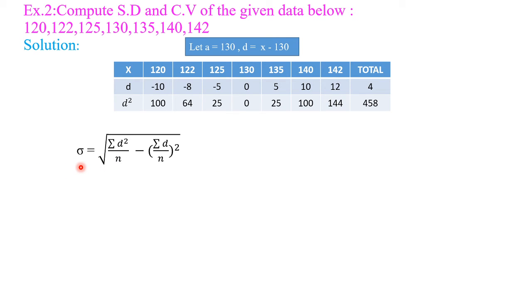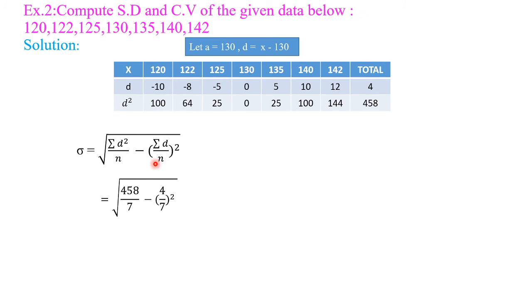Then we have a formula that sigma, that is standard deviation, is equal to under root summation of d square divided by n minus, in bracket, summation of d by n bracket square. Then put this value in this formula, and we get summation of d square is equal to 458. Number of observations here is 7: 1, 2, 3, 4, 5, 6, 7.